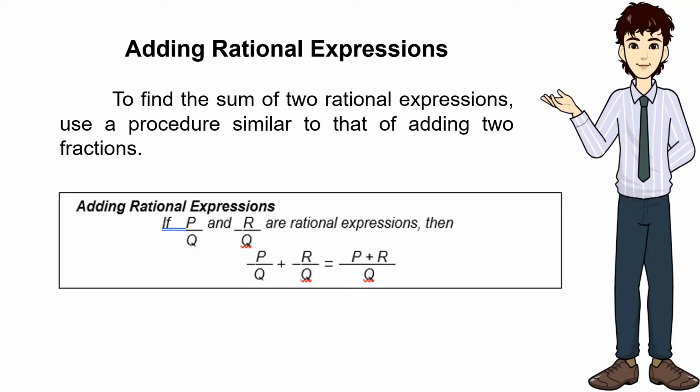So in addition of rational expressions, to find the sum of two rational expressions, use a procedure similar to that of addition of two fractions. If P over Q and R over Q are rational expressions, then P over Q plus R over Q is equal to P plus R all over Q. Dito makikita natin we are about to add two or more rational expressions if they have same or common denominator or similar denominator.